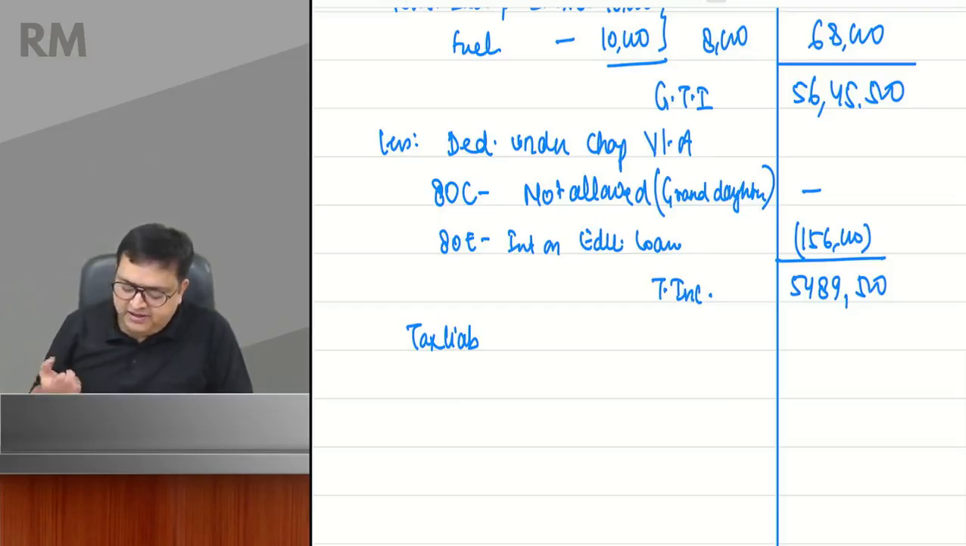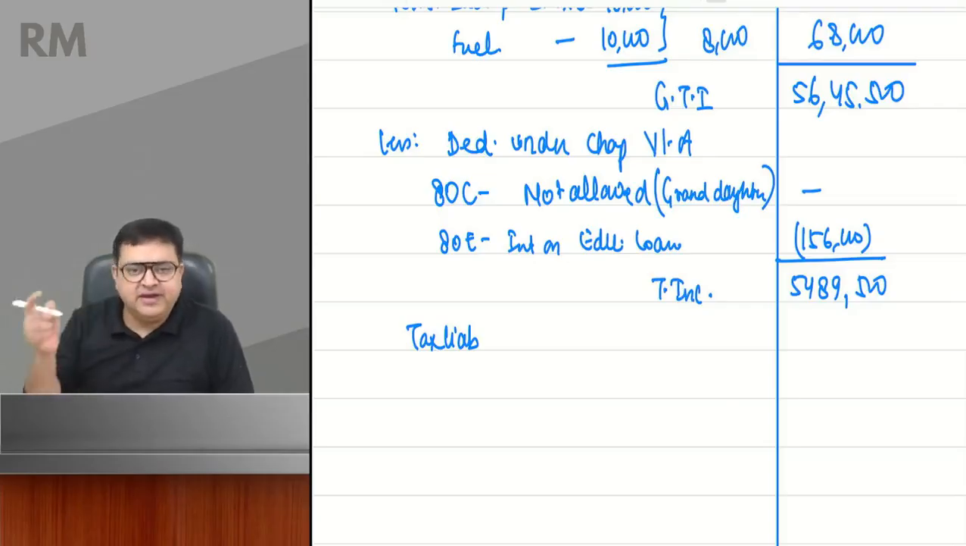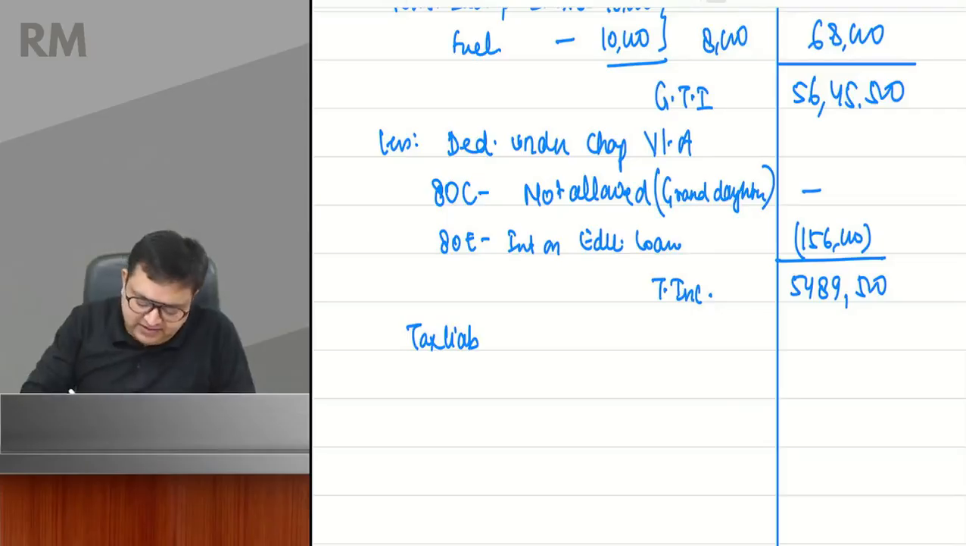Do we have any capital gain over here? 111A we don't have. 112A we don't have. Casual income we don't have. So it is all slab rates, correct? And this person is a senior citizen. So which slab rates will you apply? 0 to 3, 3 to 5 in the optional regime, 3 to 5, 5 to 10, 10 and above. Tax liability at slab rates.